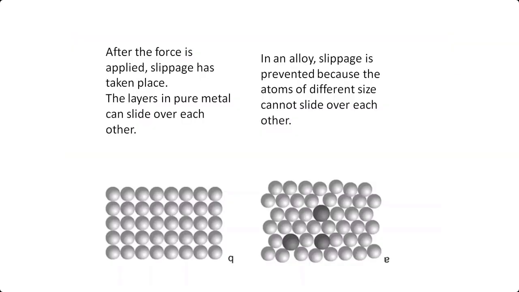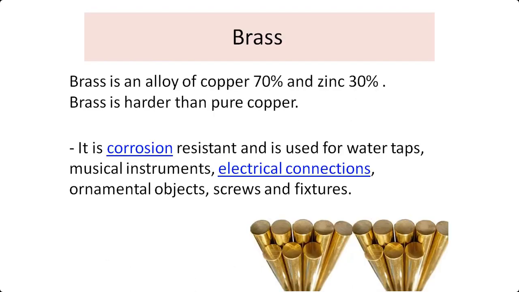The particles of metals in alloys cannot slide over each other, and this is due to the different sizes of atoms. Let's take an example of an alloy, which is brass. Brass is a mixture of copper and zinc. Why do we mix copper with zinc? Because it becomes corrosion resistant, and it's used, as we told you, for water taps and musical instruments. We have a lot of things like this.